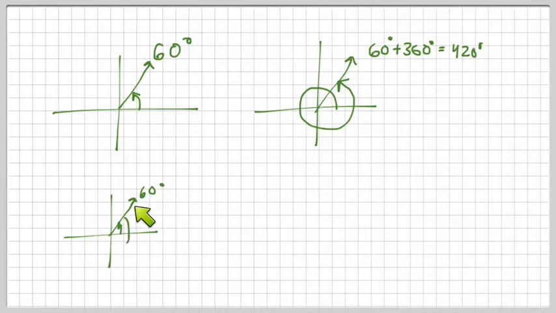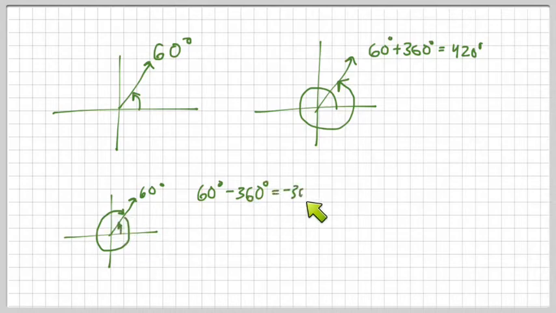What about the negative coterminal angles? Is that possible? In order to get a negative coterminal angle, we go the opposite direction. And so we're going clockwise this time. And so instead of adding the 360 degrees, we're going to subtract the 360 degrees. And so what are we going to get, my students? Negative 300.